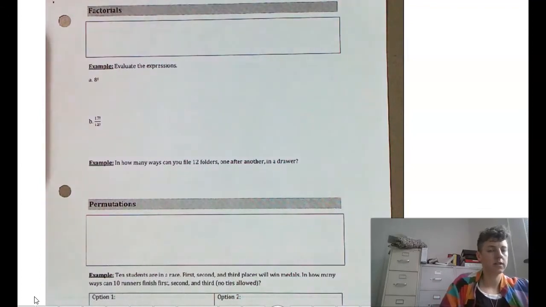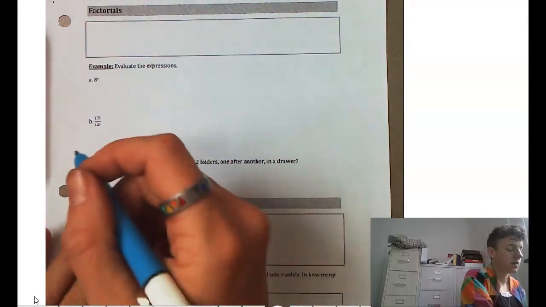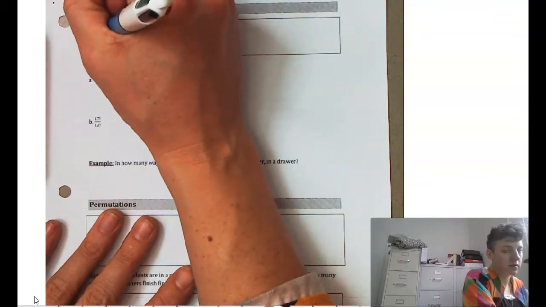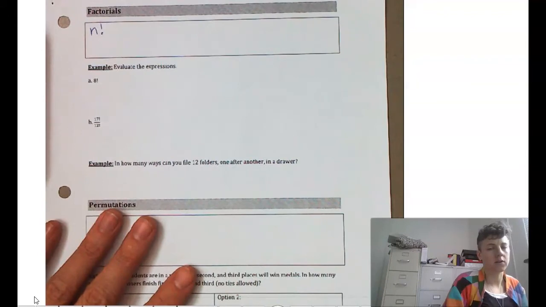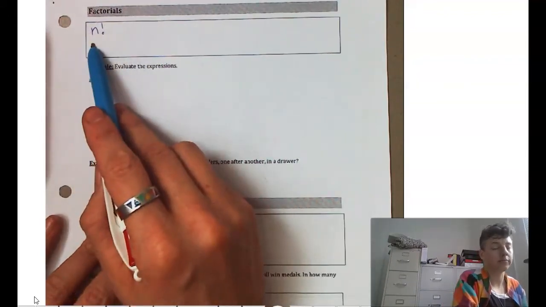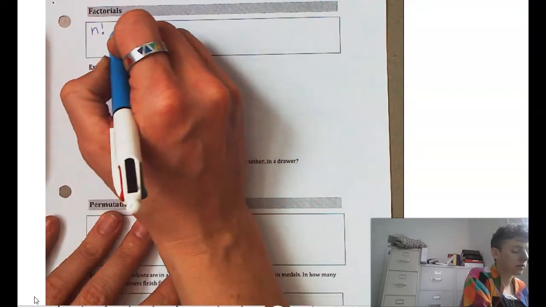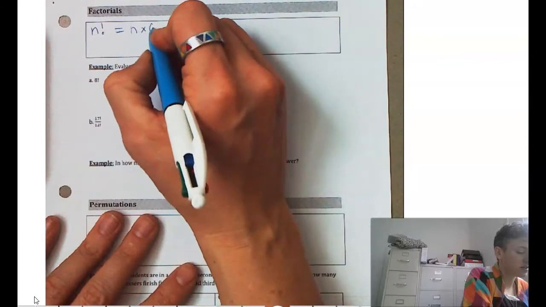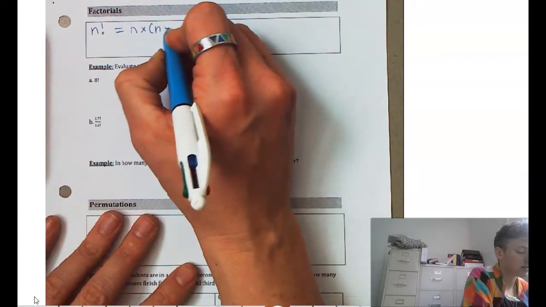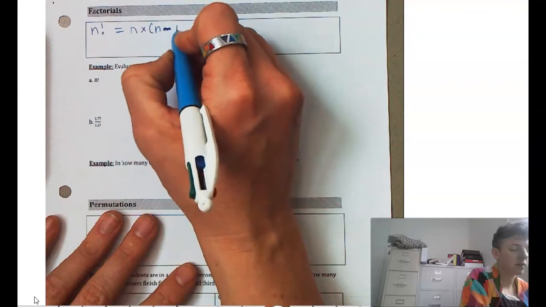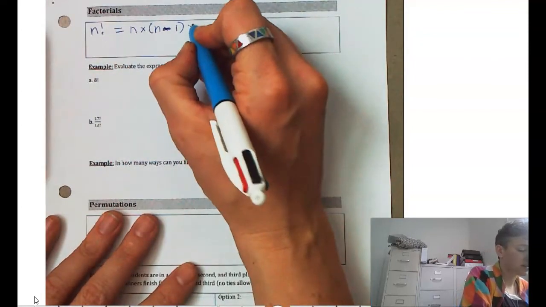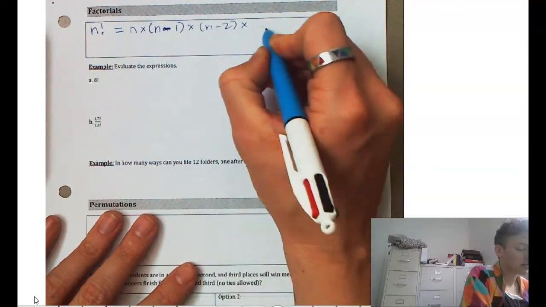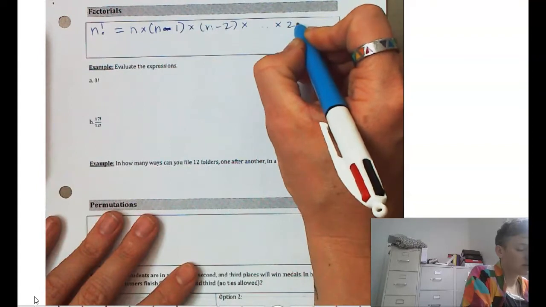factorials. Factorials. The factorial symbol is an exclamation point. So let's say I want to know the factorial of any number n. That equals that number times the next lowest integer number, minus, that's a minus sign, times the next lowest integer, and continue on until you're multiplying by 2 and by 1.